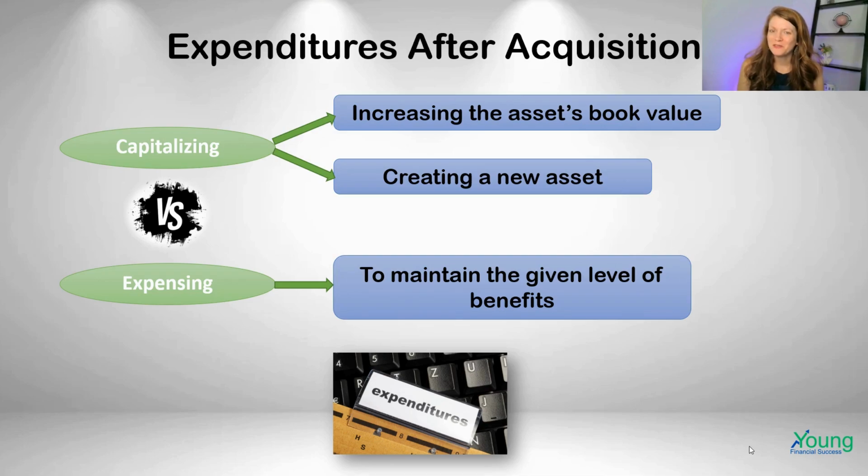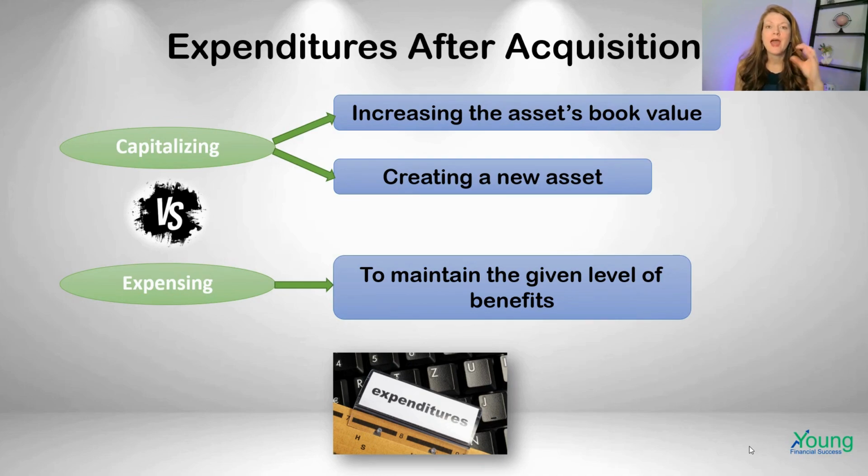In this final video for Chapter 11, which is the last chapter in Intermediate Accounting 1, we are going to talk about expenditures after acquisition. So what happens if you already have a capital asset and then you make more expenditures to go along with that? There are two options as to what to do with those expenditures.